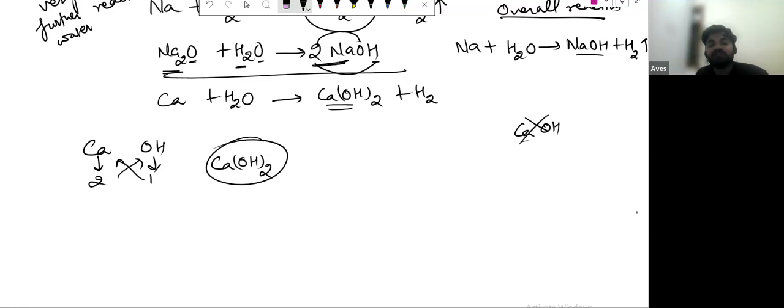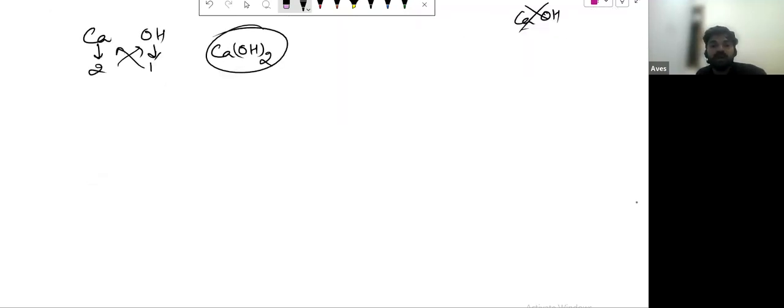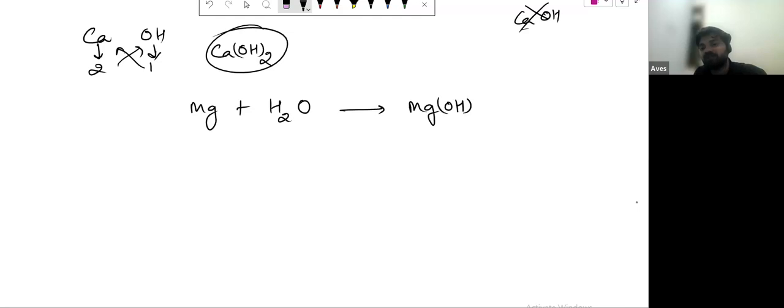So when calcium reacts with water, it forms calcium hydroxide plus hydrogen gas, dear students. Similarly, when magnesium reacts with water, it forms what? Magnesium hydroxide, the correct formula for this one, plus hydrogen gas. Now moving to the next one.